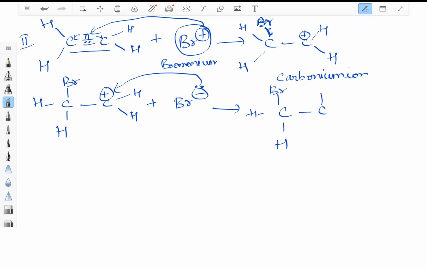I'm going to get here once again Br with already two hydrogens. So this compound is 1,2-dibromoethane. And if instead of Br2 I am using Cl2, I'll get 1,2-dichloroethane. But the mechanism remains the same.